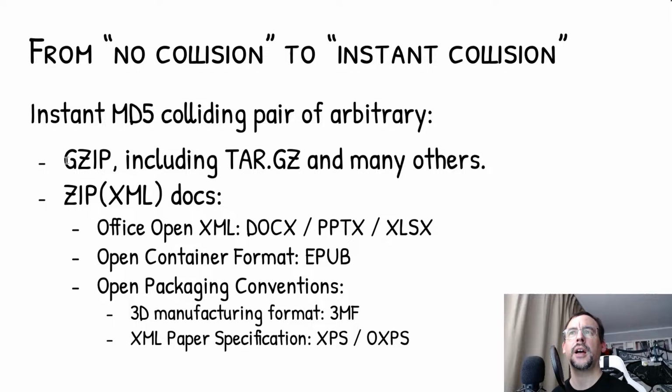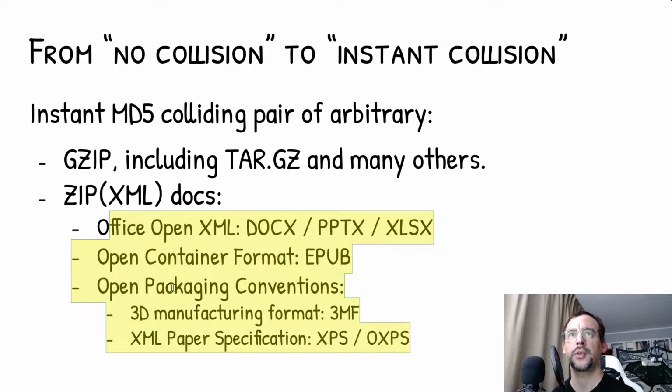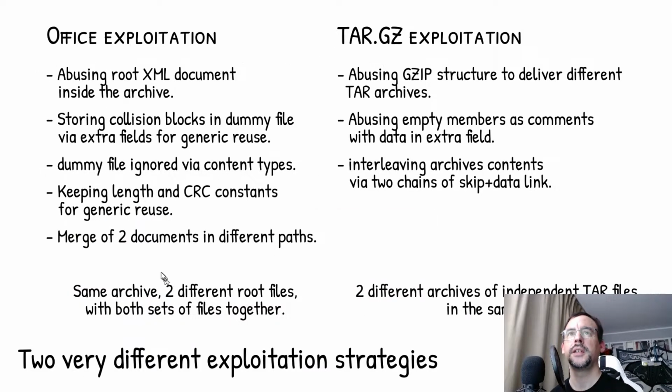So it's colliding arbitrary sets of files, whatever, GZip, tar.gz. It will work with other GZip-based formats and zip, of XML in zip with the root document as XML. And it works with this. I already wrote it for this format, but other formats can be added, no problem, with the same technique. It's two very different exploitation strategies. In one case, you have the same archive, two different root files that are inside the archive, and both sets of files are together. And in the other case, you have two different archives of independent tar files interleaved together.